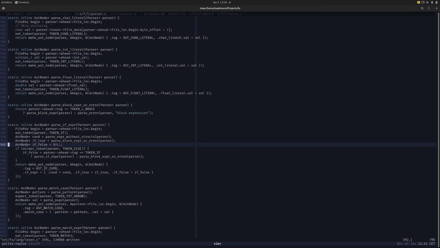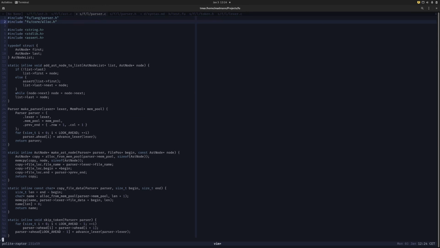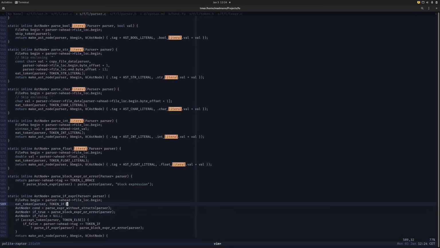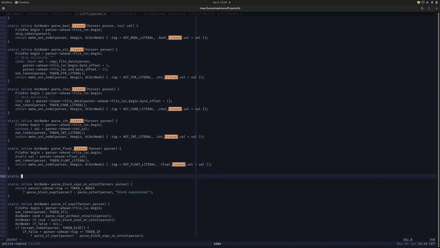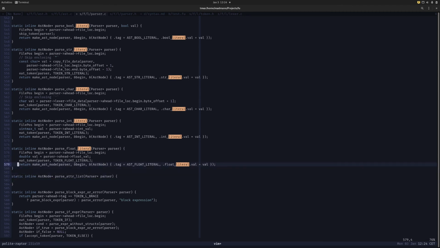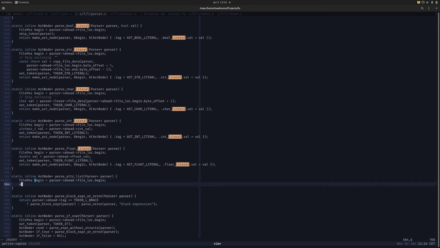Then I go to the parser, and here I want to write a function that parses attributes. So I need to know where literals are, so that I can parse these things. Int literal, float literal, and we're here. Static inline AST node parse attr list, parser. So here I'm going to get the current file position. And I expect this thing to be called when you have a hash.